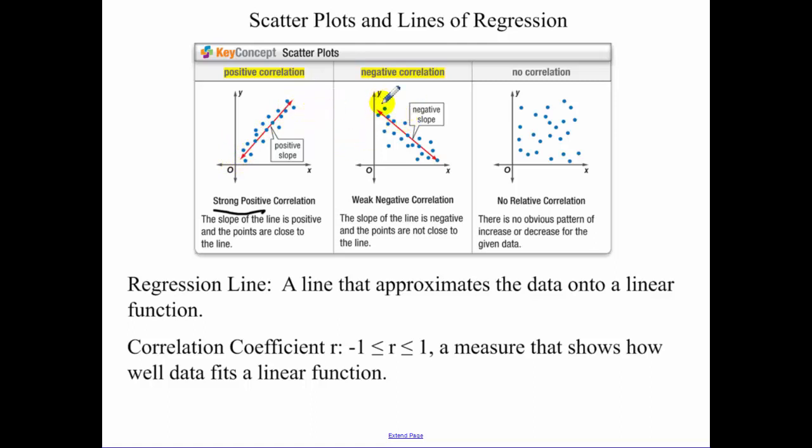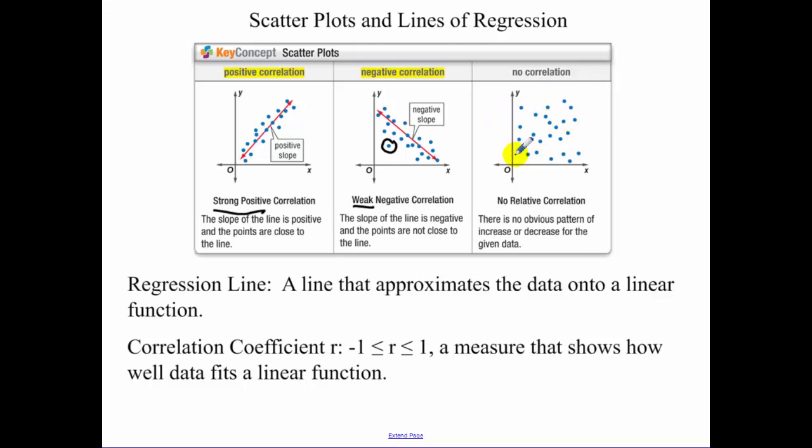Versus the one next to it, all the points are fairly close, but it's now negative. But we have a few outliers, like this point here. That would be an outlier, or one that's fairly far away from our line. So this would be considered weak negative correlation, because not all of our data points are as close as they were for our positive correlation.